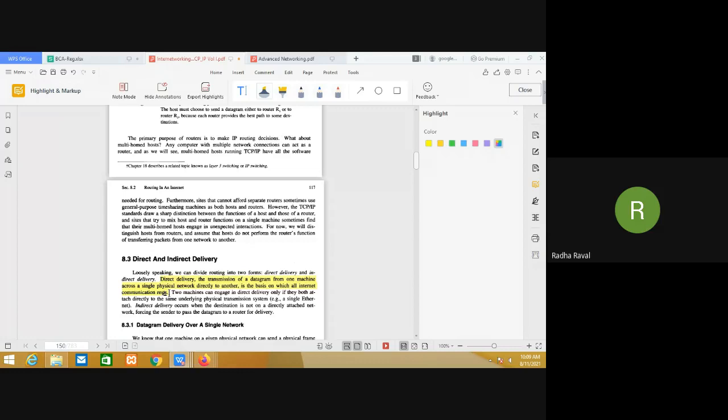We will not be on the same network, so my packet or datagram will have to go through multiple networks. So it is an indirect delivery. Indirect delivery occurs when the destination is not on a directly attached network, forcing the sender to pass the datagram to the router for the delivery.